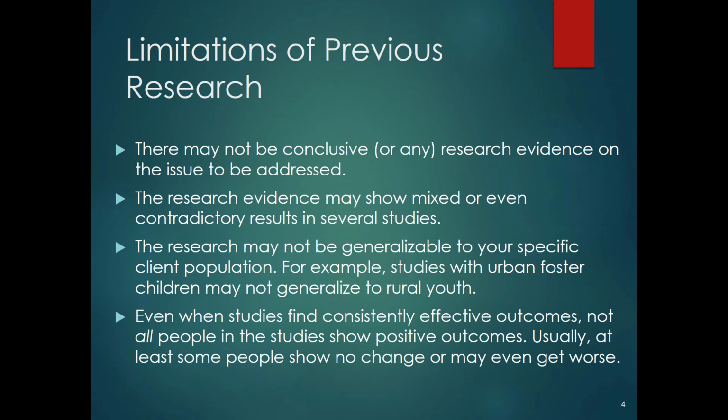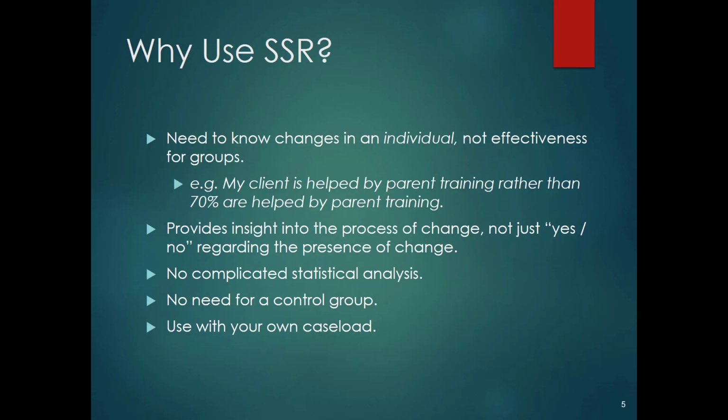So there are so many different limitations with previous studies as to why you would need to do a single subject research design, so that you can look at the individual person and their individual behavior. So why should we use single subject research? You need to know changes in one individual person. You're not looking for effectiveness of an entire group. So for example, you're looking at whether your client was helped by parent training rather than whether 70% of people were helped by the parent training, right? You're looking at just whether that one individual person was helped.